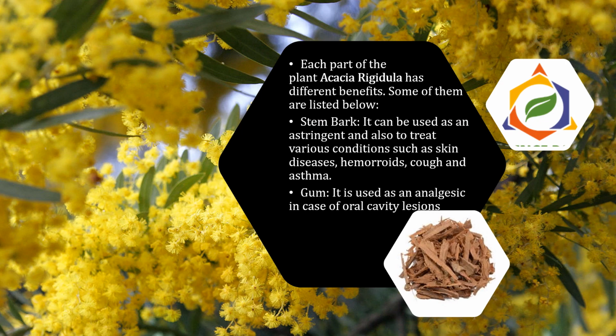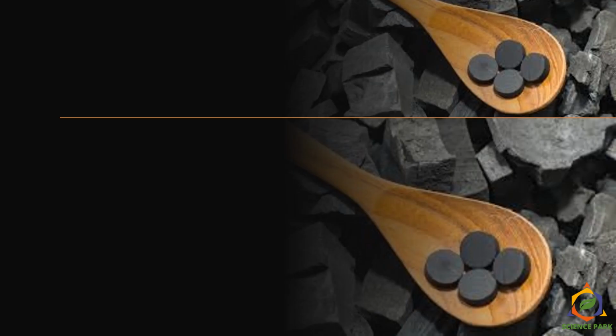Now let's see about this tree, Acacia rigidula, called babri. Each part of this plant has different benefits. Some of them are listed below. The stem bark is used as an astringent and also to treat various conditions such as skin diseases, hemorrhoids, cough and asthma. Now it is used especially for gums as an analgesic in case of oral cavity lesions.